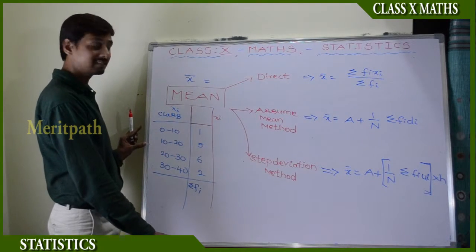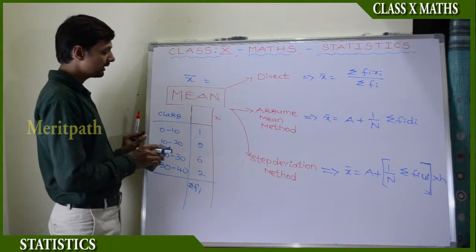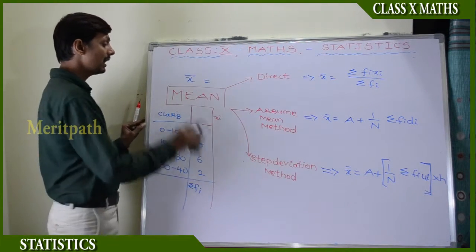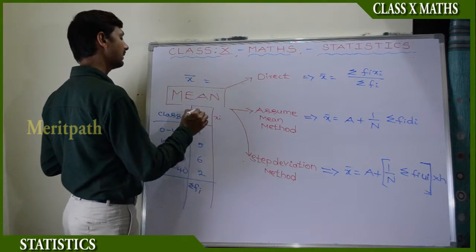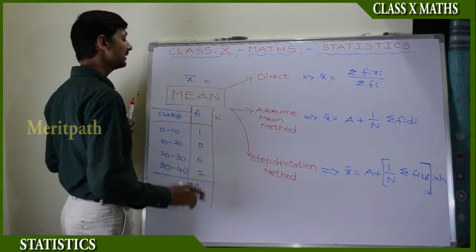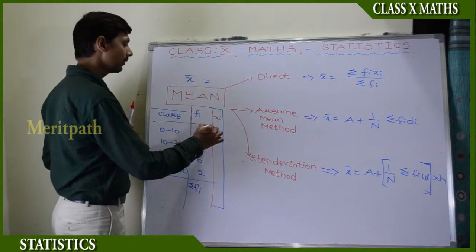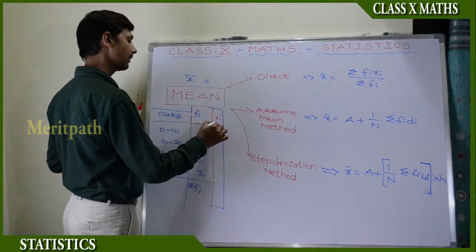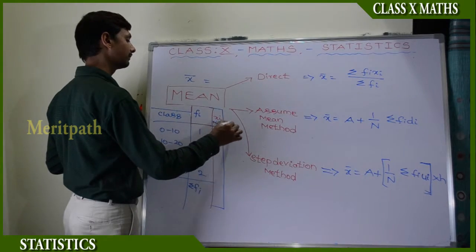Xi are the classes. The classes are 0 to 10, 10 to 20, 20 to 30, and 30 to 40, which we have taken, and these are the frequencies. Starting with the direct method, let's find xi from it. Xi, we know, are the mid values. We need to take the mid values from the class intervals.